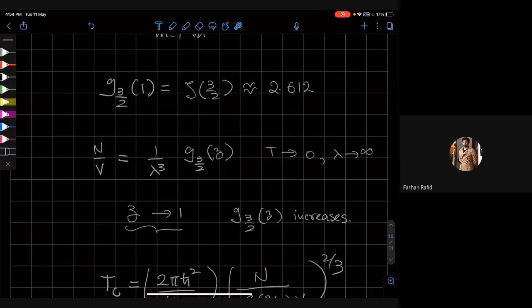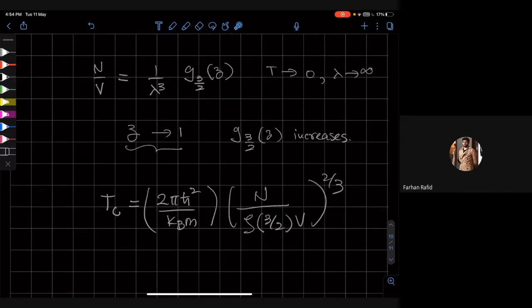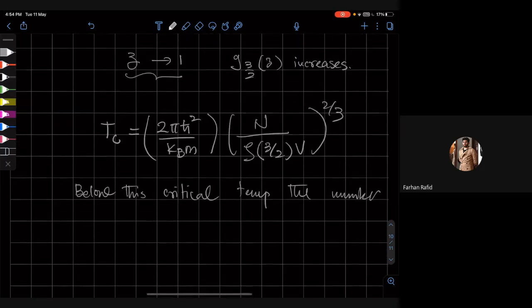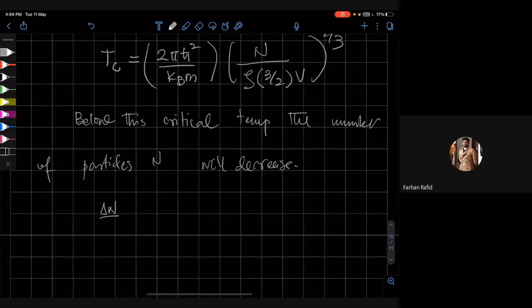That below this critical temperature, the number of particles n will decrease. But that is contrary to our assumption. The best that can happen is delta n over n, but in the thermodynamic limit, that is extremely small, and that's not what we are talking about. So something must be wrong.